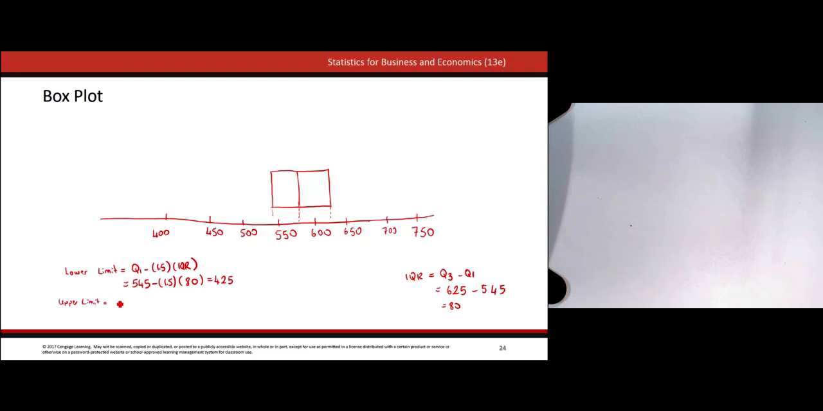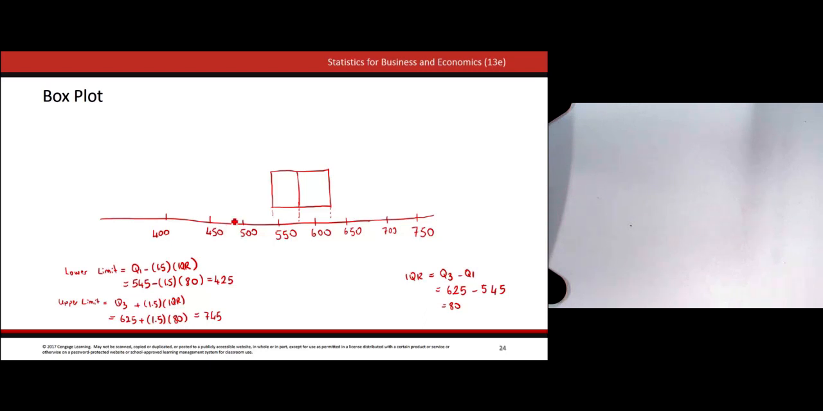And the upper limit, third quartile plus 1.5 times interquartile range. Third quartile is 625 plus 1.5 times 80 is 745. So if we have a value larger than 745, it is considered an outlier. If we have a value less than 425, it is also considered an outlier.